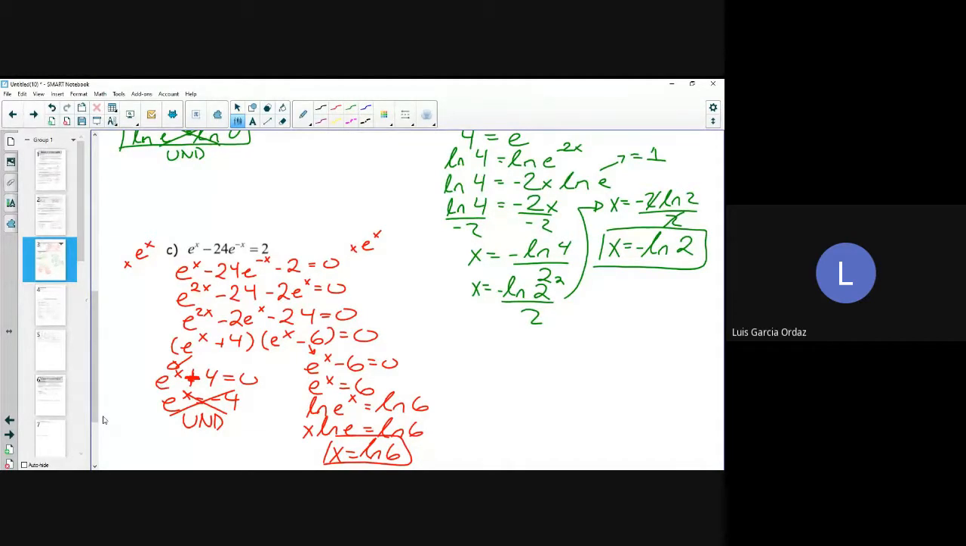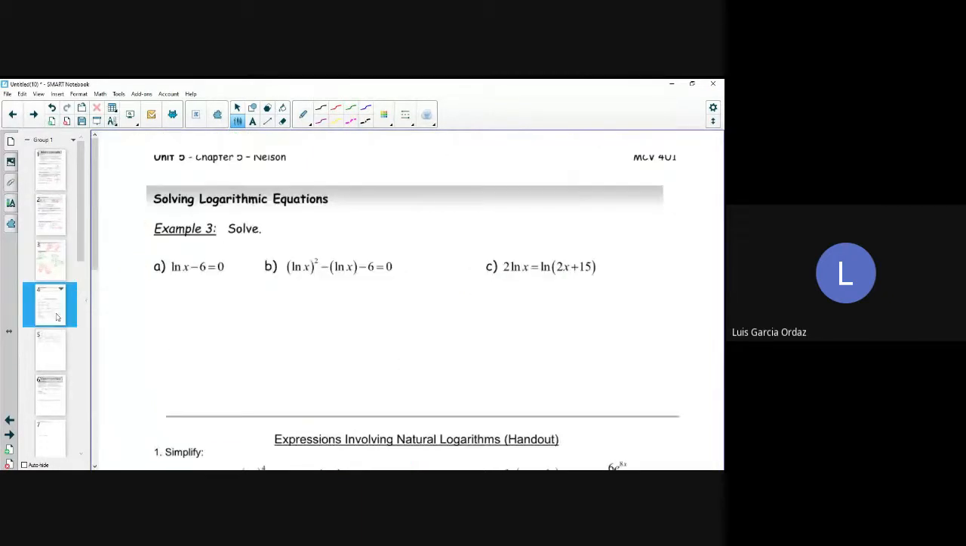Okay, now let's move on to the last 3 examples. So I have ln of x minus 6 is equal to 0. So I can just move it: ln of x is equal to positive 6. And then for ln of x, I can just write it as log of e times x is equal to 6, which means x is equal to e to the 6. And this is again just using rules of logs.